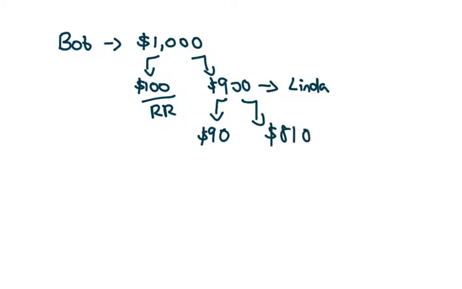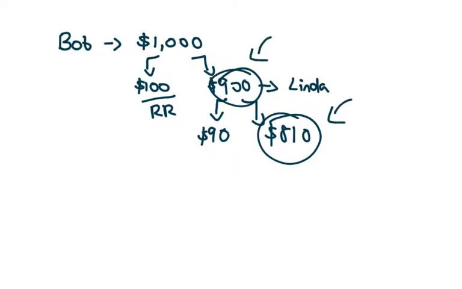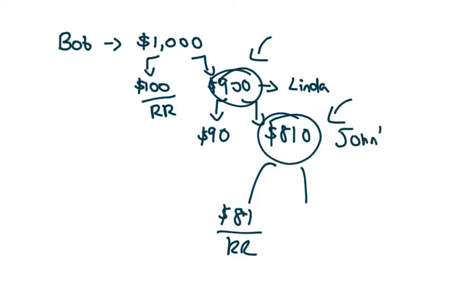And so you can see there's this multiplier effect that's going to continue to happen as money continues to be lent out and gets added to the economy. This money got injected into the economy, and this money got injected into the economy, and we could do it again, where $81 has to stay in reserve requirement in John's bank, and then John's bank can loan out the rest of that money. That is the idea of the money multiplier.